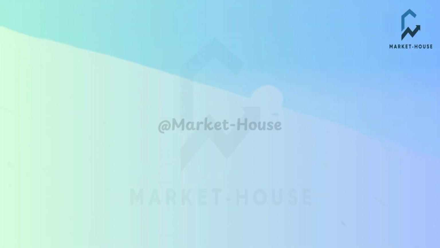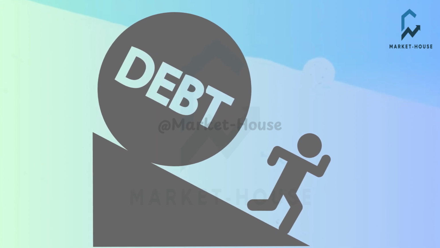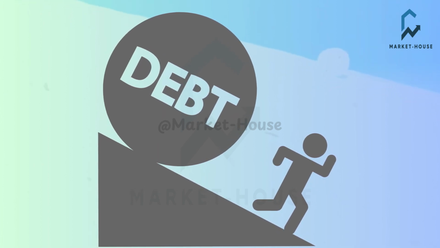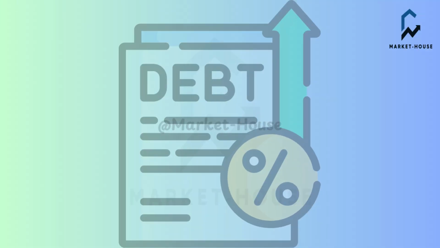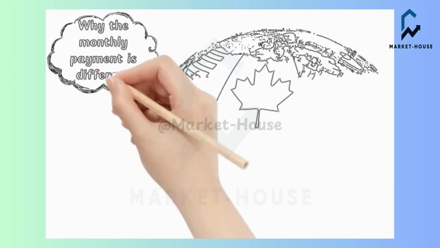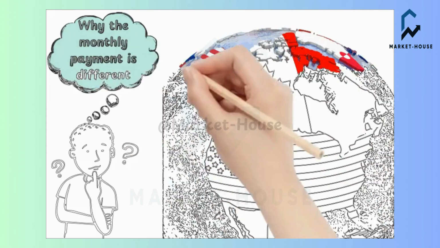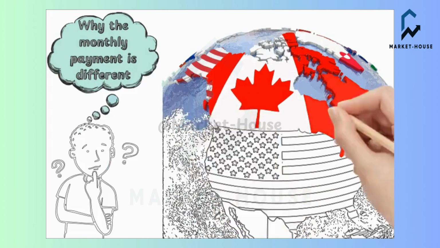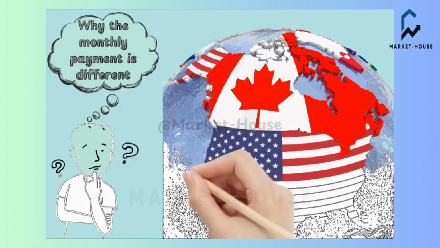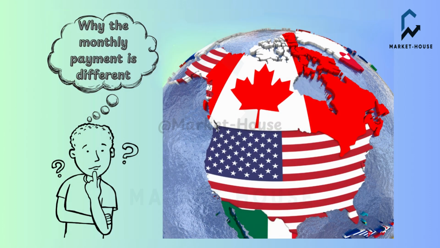Compounding interest is like a snowball rolling downhill. As it keeps rolling, it picks up more snow and gets bigger and bigger. How quickly it grows depends on how often the snowball rolls, or in this case, how often the interest is compounded. In the United States, interest is usually compounded monthly, meaning the snowball rolls 12 times a year. In Canada, it's typically compounded semi-annually, so the snowball rolls only twice a year. This small difference can affect how much you pay.